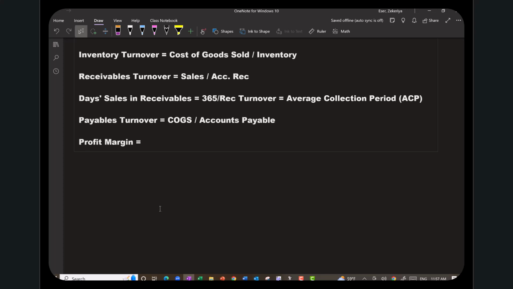Profit margin is net income over sales. This basically says, for every $1 of sales, how much of that you get to keep after you pay off all the costs. This is also known as PM.